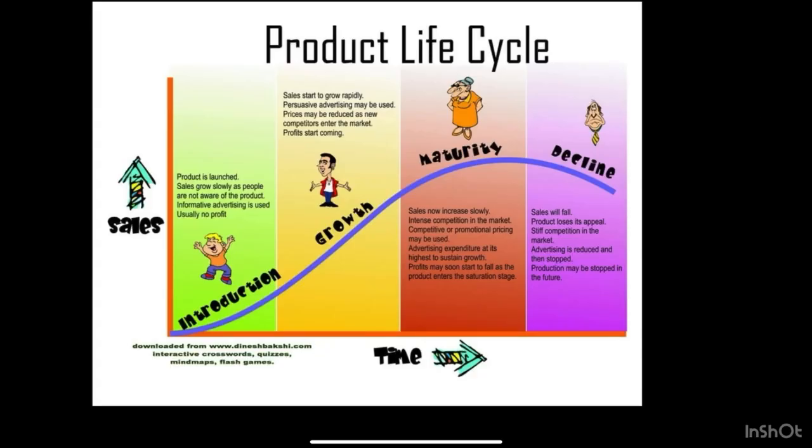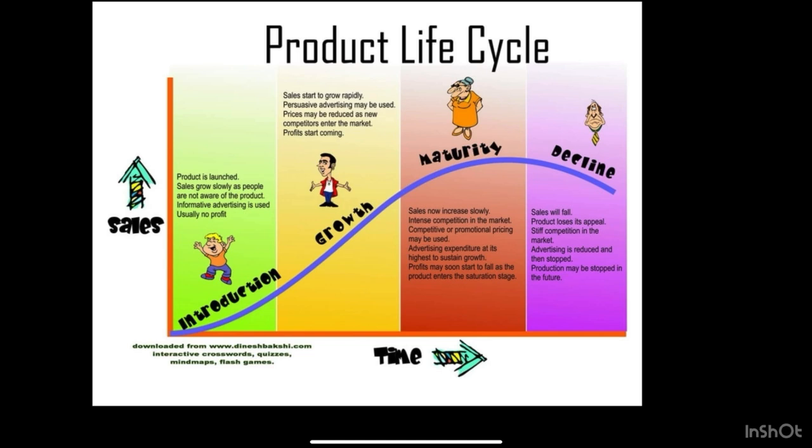To sum up, look at this picture which gives a clear idea about the product life cycle. Like human beings, a product also passes through different stages: introduction, growth, maturity, decline. But it doesn't mean that all products will have an average life of 60 to 100 years like that. It depends on the nature of the product also.